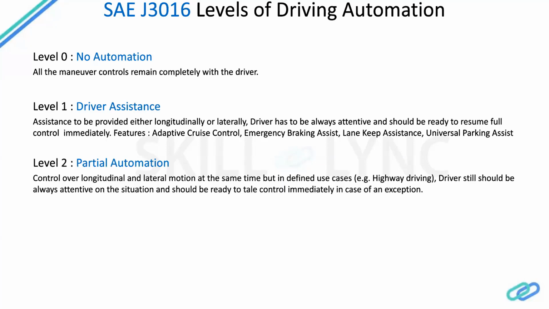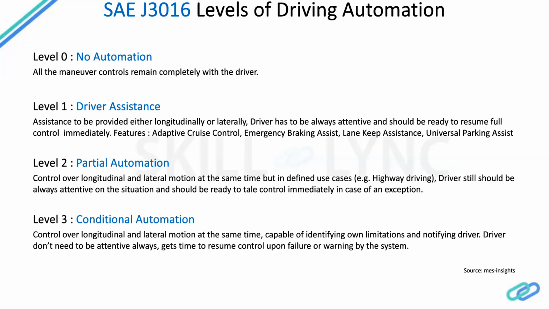Next is level 2, the partial automation. Here, unlike in level 1, the longitudinal and the lateral can be controlled at the same time, but the use case has to be defined. So the system has to know where it is driving. If you are driving in a highway situation, then the control model can take care of longitudinal and lateral motion at the same time. But if you take a diversion to the city road, then the control model won't be capable of taking care of this motion. Maybe at that time it will be capable of taking care only of the longitudinal using the adaptive cruise control. But in this situation also, the driver always needs to be attentive, and at any point of time, zero latency will be given to the driver to take care of the driving.